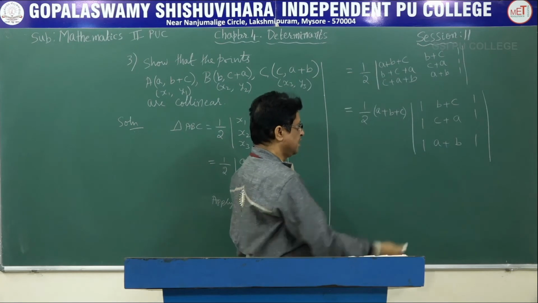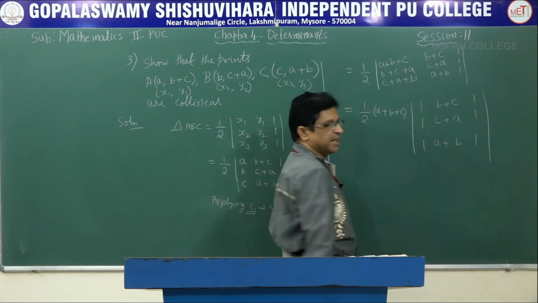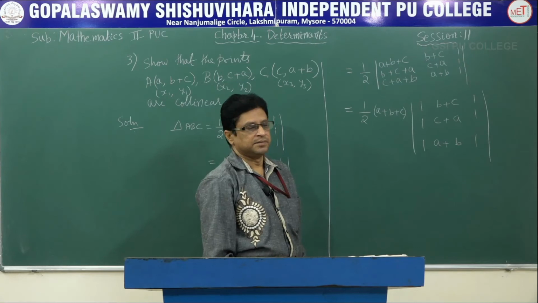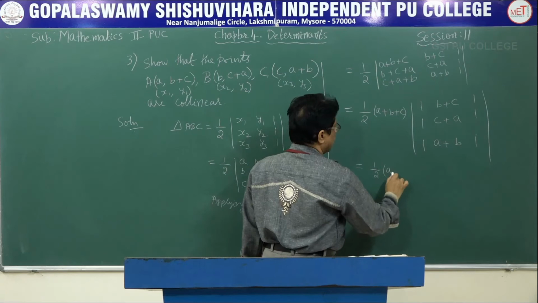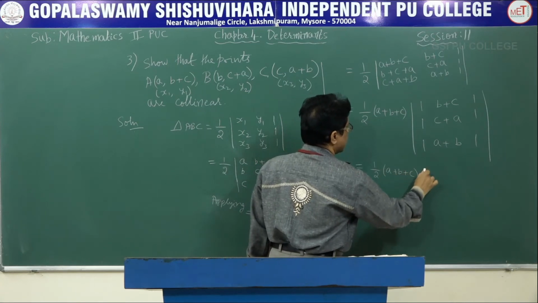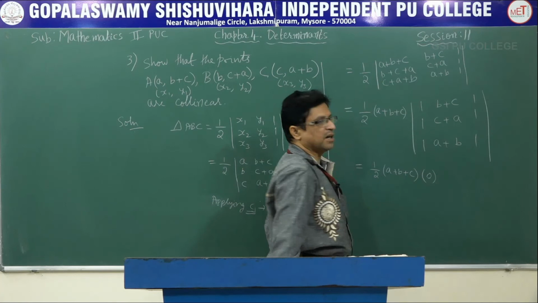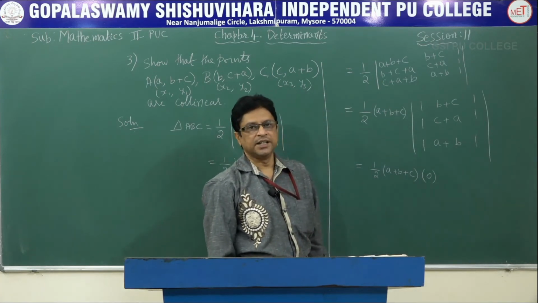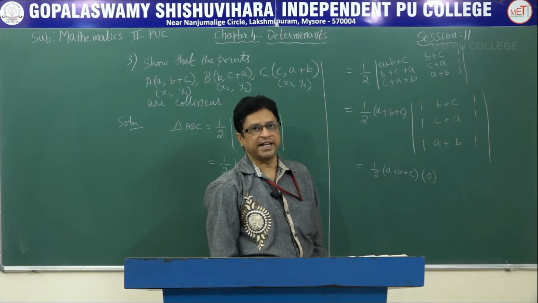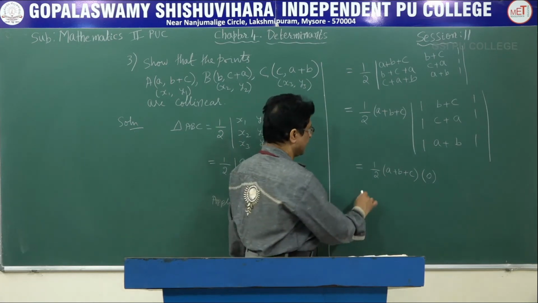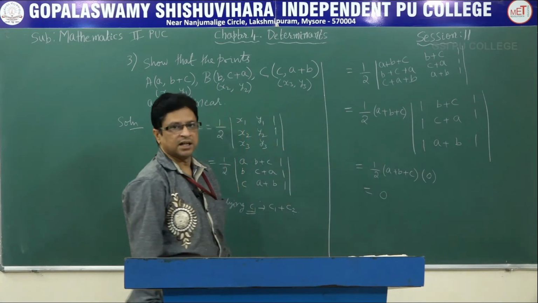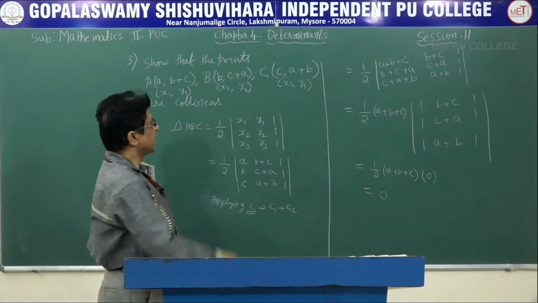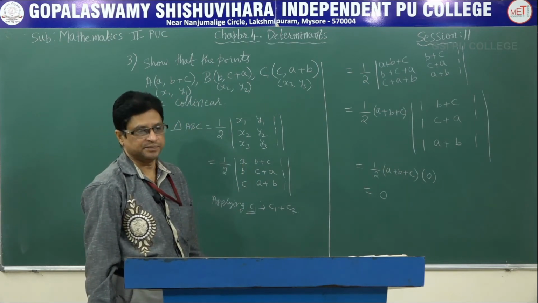If you observe here, column 1 and column 3 are identical. So that will be equal to half into A plus B plus C into 0, because you know that in a determinant, if any two rows or columns are identical, then the value of the determinant becomes 0. So that will be equal to 0. Therefore, what we can conclude is that the points A, B, C are collinear.